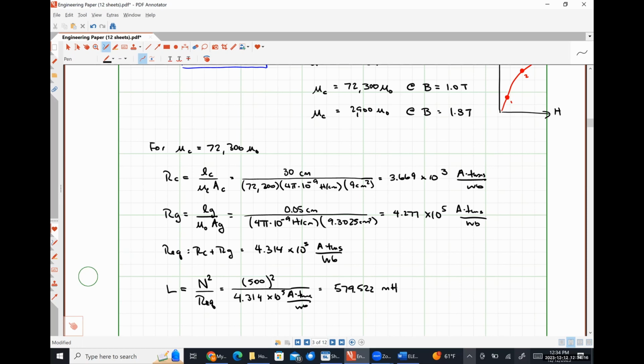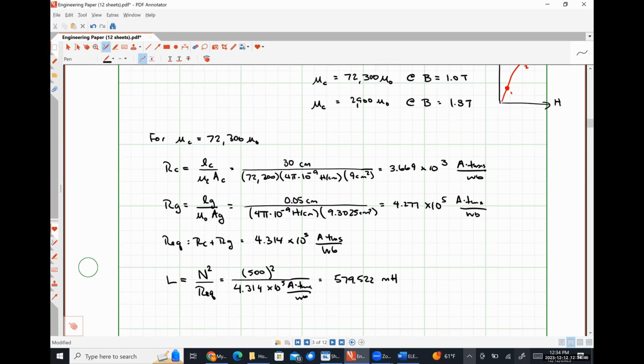Just for the sake of argument here, looking at the units, turns are unitless quantities, so they're not really going to matter. So we wind up having Webers per ampere, where a Weber is a volt second, and a volt second per ampere is a henry. So we have a self-inductance of 579.5 millihenries at this very, very high core permeability.